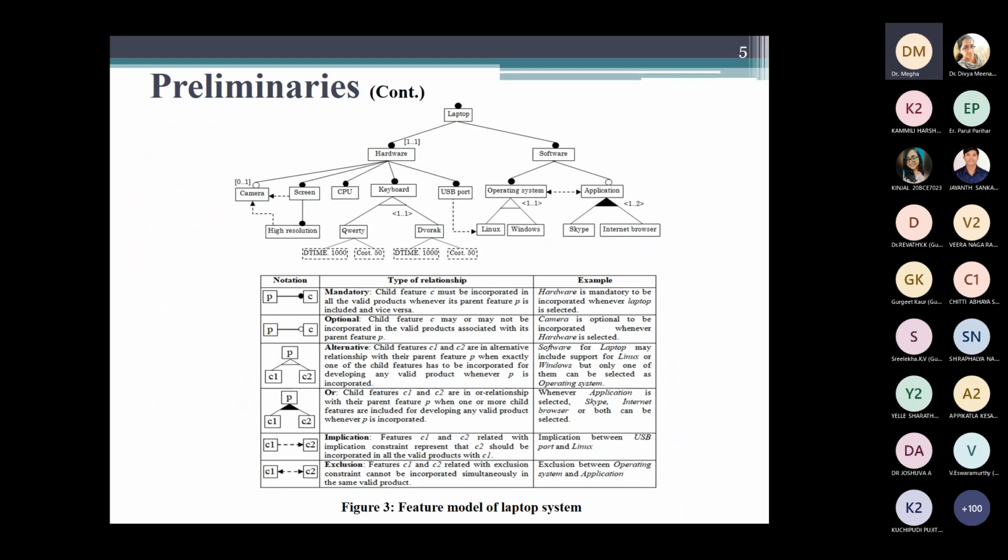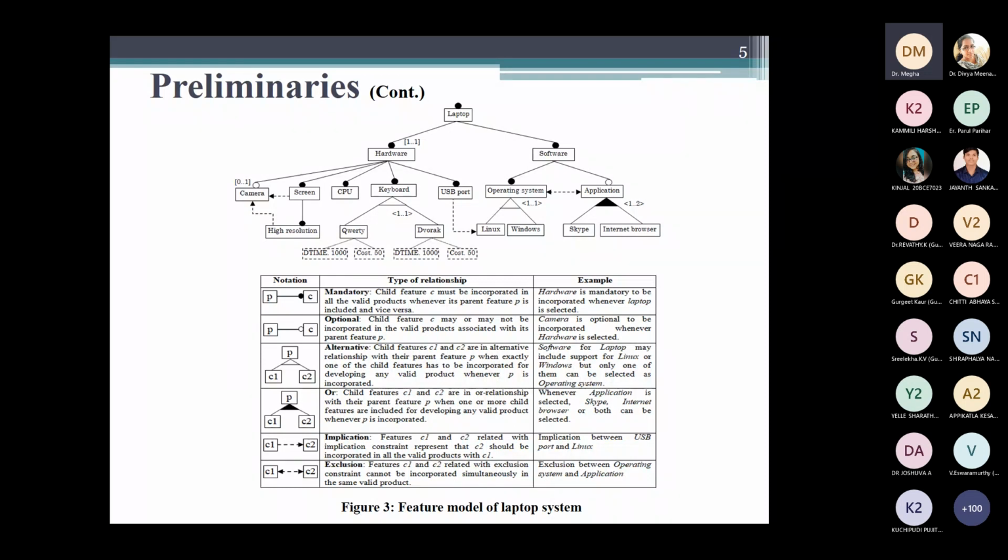Now, once we have understood all three types of models, let's see what a feature model looks like, what the features are, and what the various types of relationships are. Figure 3 represents a feature model of a laptop system. Here we can see that laptop is the root feature, and then we have hardware and software as child features. Hardware further has features camera, screen, CPU, keyboard, USB port, and so on. Similarly, the software feature includes operating system and application as features.